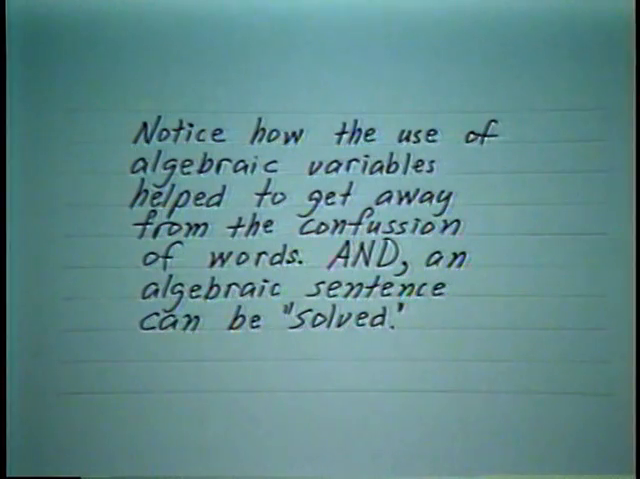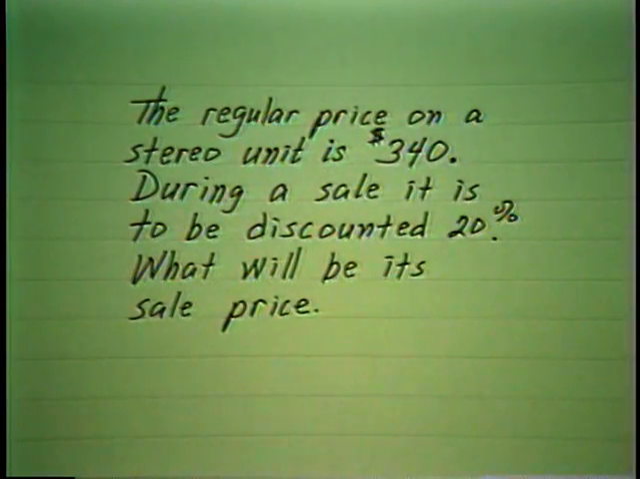Notice how the use of algebraic variables helped to get away from the confusion of words, and an algebraic sentence can be solved, whereas a verbal sentence cannot, at least not so easily. Let's try another one. The regular price on a stereo unit is $340. During a sale, it is to be discounted 20%.